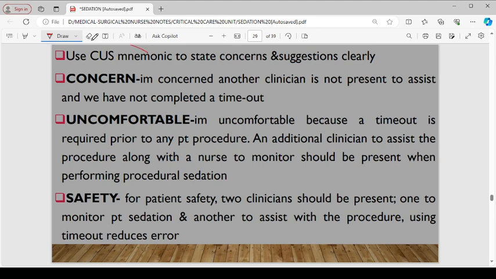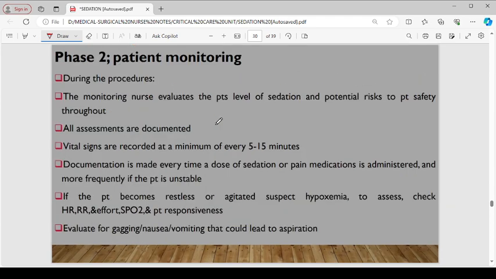And in doing so, you can use the CUS mnemonic where you express your concern, how uncomfortable you are, or what changes are supposed to be made to ensure that the safety of the patient is guaranteed. Okay, you could be concerned of what has happened, you could be uncomfortable with what is happening, and you should show how the patient safety could be maintained, all right, so that at least your patient can be assisted. Phase 2 is all about patient monitoring.